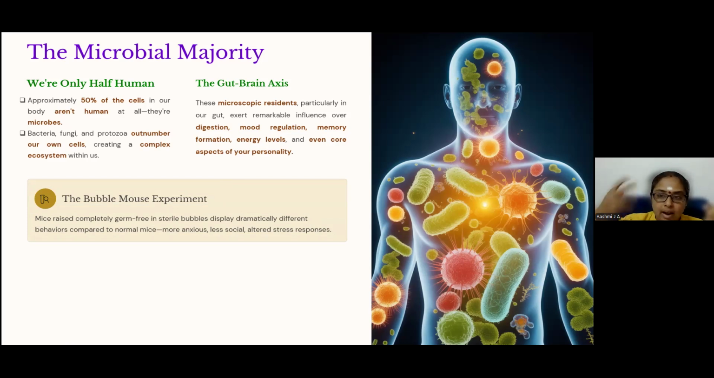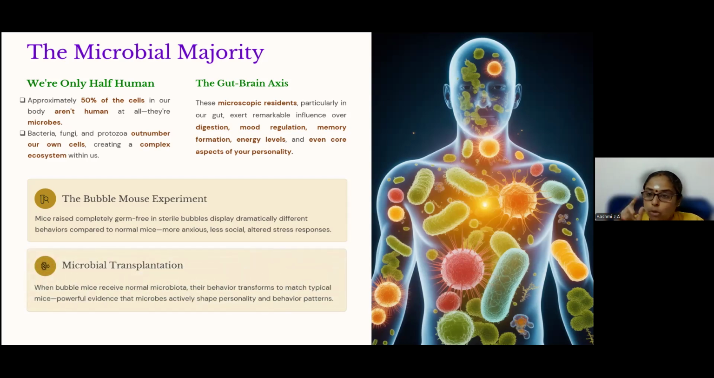So it did not have the natural tendency that a normal mouse will have. It was very docile. It did not become anxious, and it was not at all similar to the normal mouse in behavior. Then what they did is microbial transplantation. From the normal mouse, they took the gut microbes and transferred them to the bubble mouse, which was in the sterile condition. So when that microbe transplantation happened, that mouse also started to behave like the normal mouse.